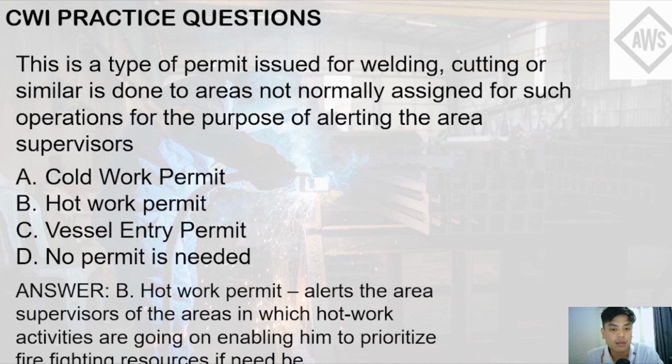It alerts the area supervisors of the areas in which hot work activities are going on, enabling them to prioritize the firefighting resources if needed. So for example, mitigations are in place, there are fire extinguishers, but basically it was not enough. The fire generated just spread throughout the area. So if you have a hot work permit, it alerts the supervisors to prioritize those firefighting resources, the hydrants, the hoses, the fire trucks, to that area.